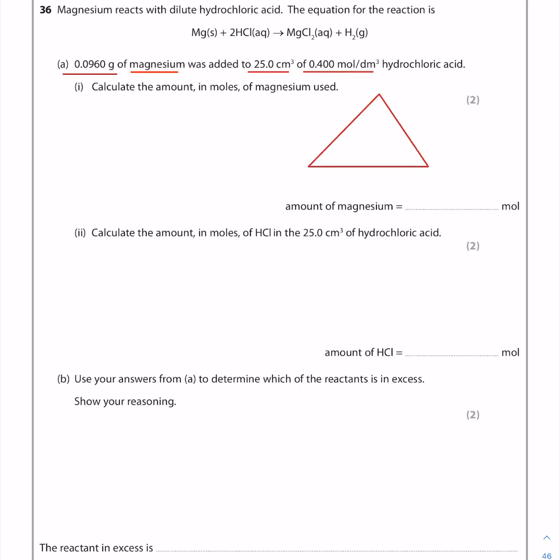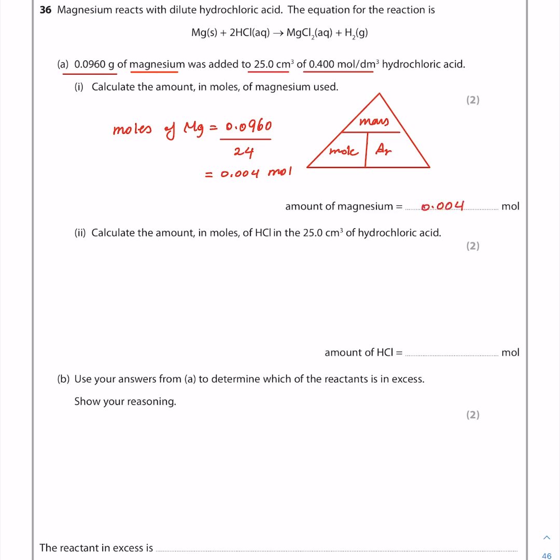طيب القانون اللي هنشتغل بيه moles equal mass over AR. يبقى هنا المولز is equal to mass over AR. يبقى المولز of magnesium is equal to 0.0960 ده اللي هو الماس over ال AR اللي هو كام؟ اللي هو 24. طيب 0.0960 divided 24 يديني 0.004 مول. 24 دي اللي هي الاتوميك ماس اوف مغنيسيوم من البريودك تيبل. طيب يبقى هنا 0.004 moles.